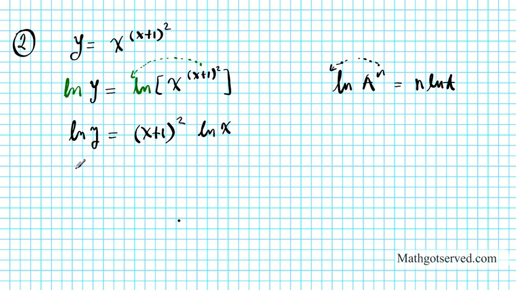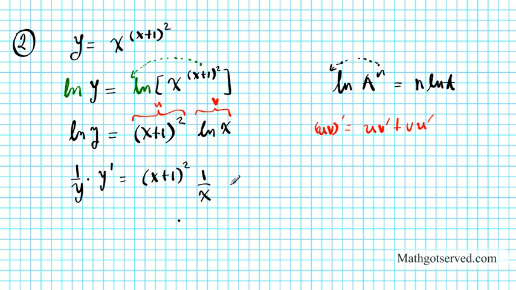So differentiating implicitly, we have 1 over y times y prime equals, and now we have to use the product rule. This is going to be my u, and this will be my v. We know what the product rule is: the derivative of uv is u times v prime plus v times u prime, as we did before. So u is simply x plus 1 squared. v prime is the derivative of ln x, which is 1 over x. And then plus v, which is ln x, times the derivative of x plus 1 squared.